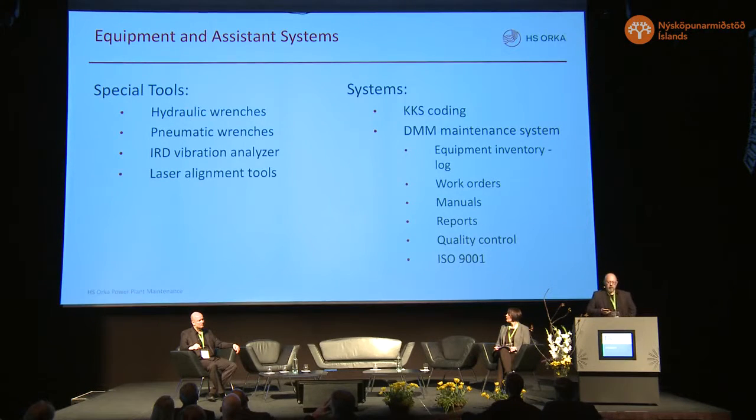We use various special tools, and we use KKS or Kraftwerkkennzeichnung system for the coding of all assets, and we use the DMM maintenance system as Guðmundur was presenting. We use it for logging equipment inventory. We use it for making work orders. We keep all our manuals there, and we do maintenance reports, and we use it for quality control. This is one of the main bases for our ISO 9001 accreditation.